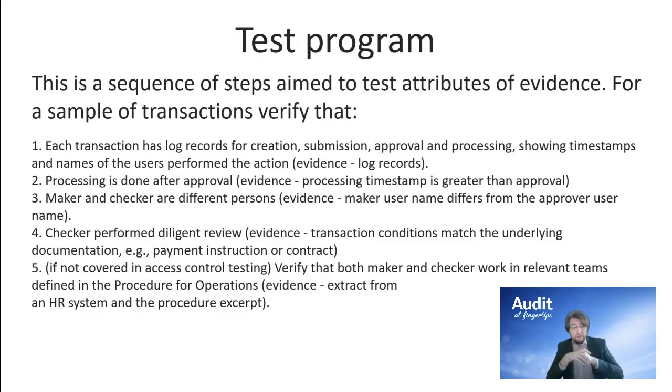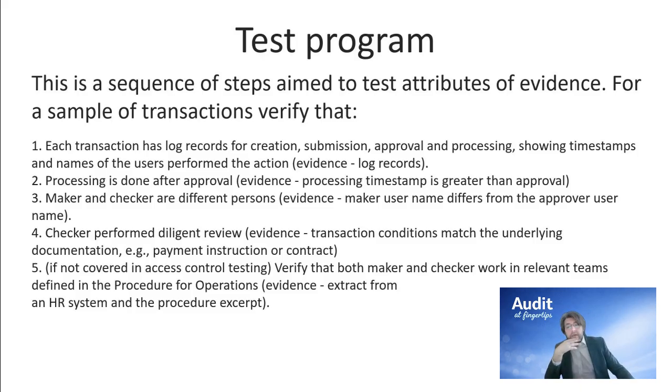So we expect here to see the log records, and for every step we should finish with some evidence, right? So in our case, for step 2, the evidence will be the timestamps of the approval and processing events, right? So we compare them. We should verify whether the processing timestamp attribute is greater than the approval timestamp attribute, right? As long as the artifacts comply with this rule, we're safe, because in that case we see every time a processing is done after approval.